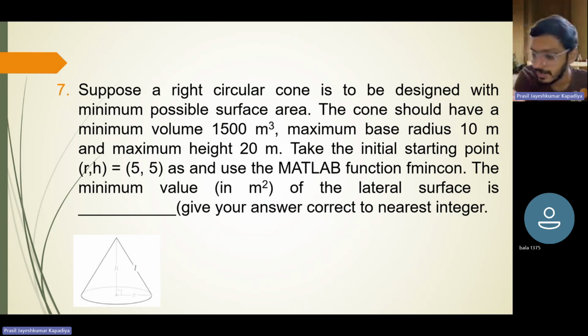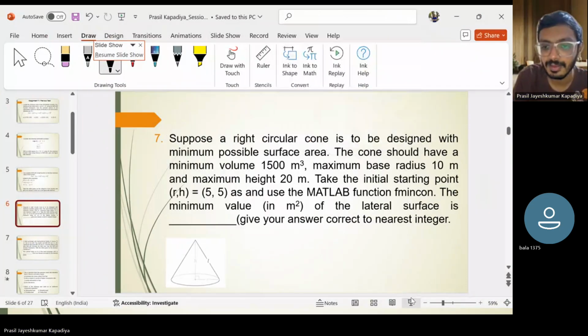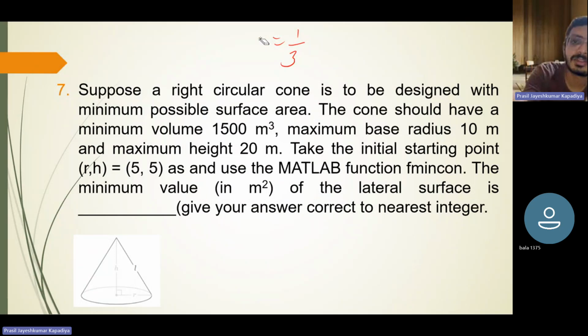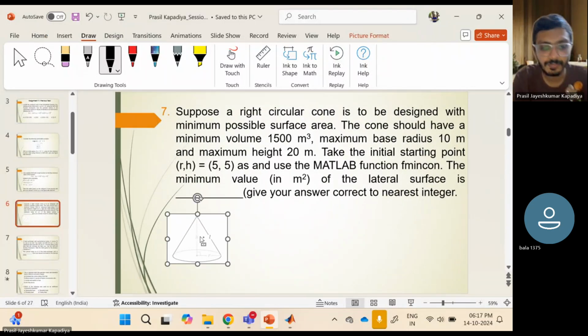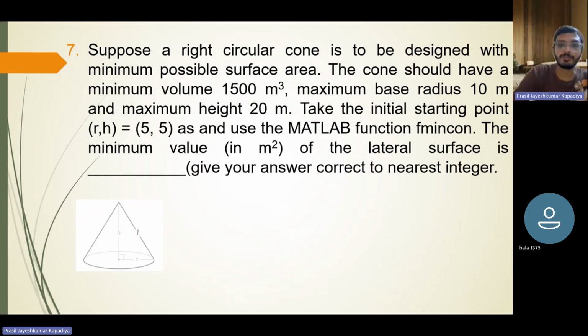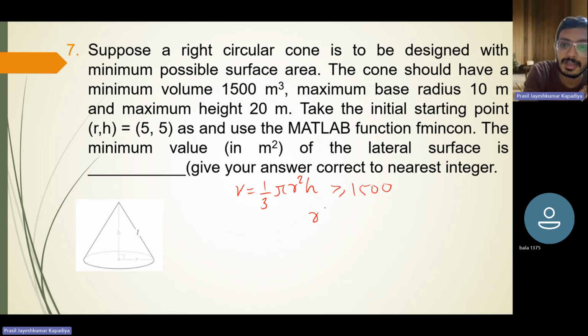So what will be the volume? Wait a minute, let me write it down somewhere else. Okay, so my volume V is equal to 1 by 3 pi r square h, and the minimum volume is 1500, so it should be greater than or equal to 1500. Correct. So this is my first constraint. Then what is told to us, base radius is 10 meter maximum. So r is less than or equal to 10 and height is less than or equal to 20.